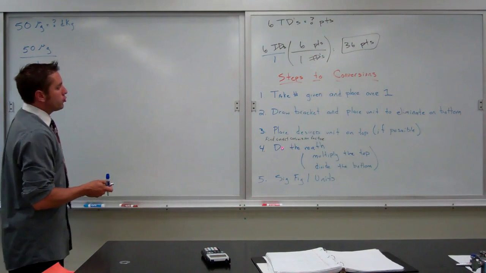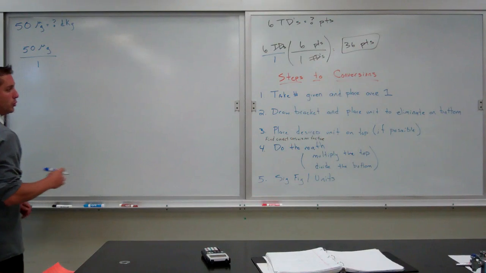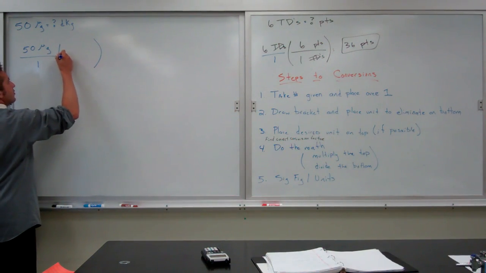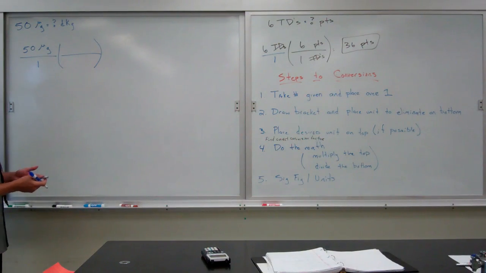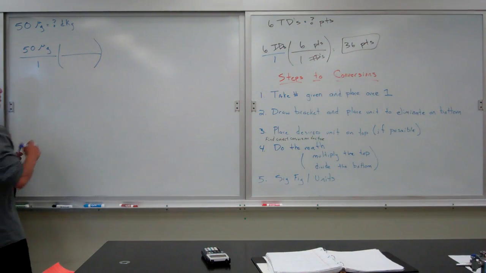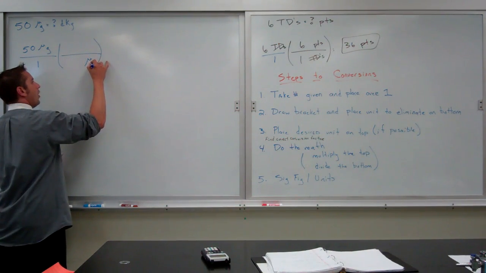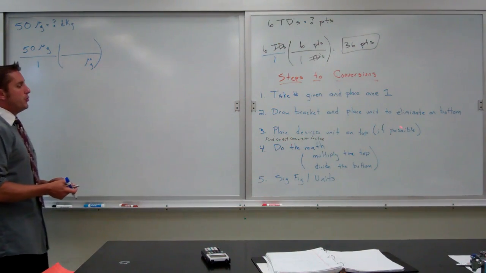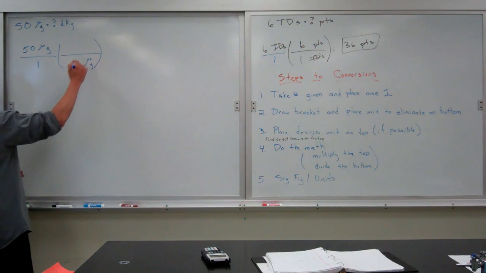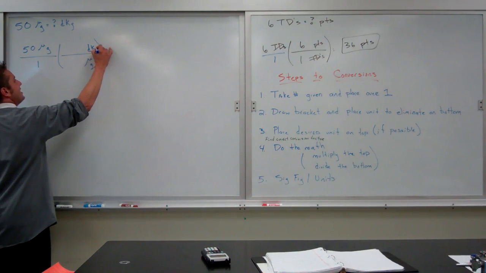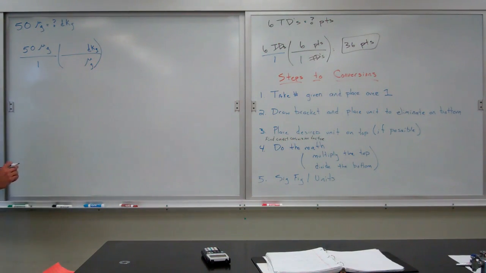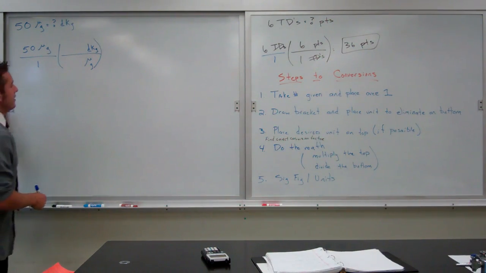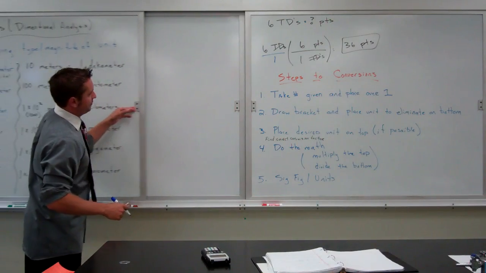Step 2, draw your bracket and place the unit to eliminate on the bottom. Here are my brackets. And the unit I'm trying to get rid of is the microgram, so it goes on the bottom. Step 3, place desired unit on top if possible. So I'm going to put decagram on the top. Now, step 4, we look for the correct conversion factor and plug in.